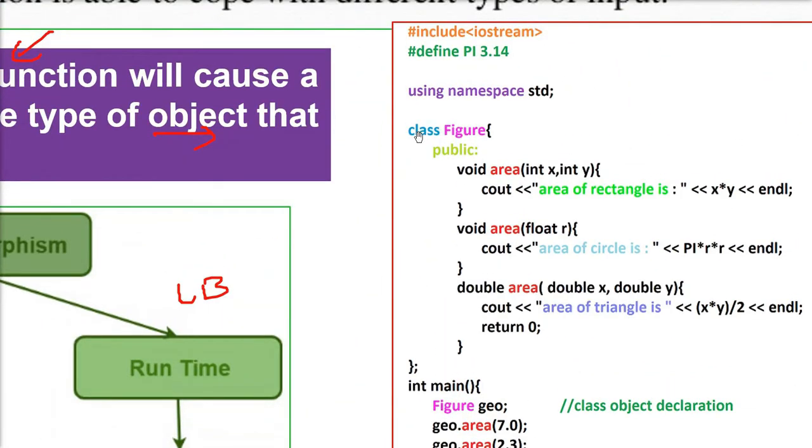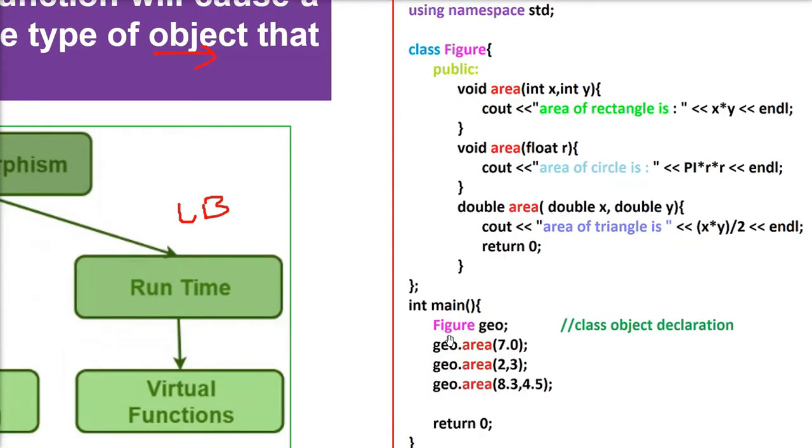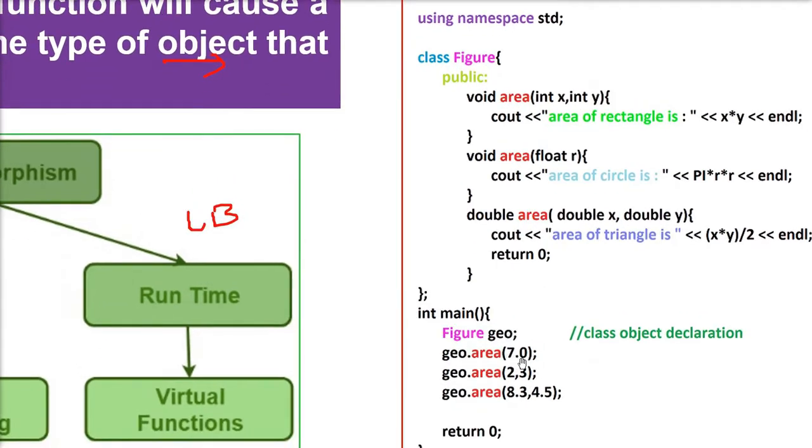So we have a class here which is called figure. Now we have three functions here. Now these functions, this class object is being made geo, and this geo.area, 3 times this area is being called. Now the name of the function is same. This is called polymorphism. That is, name is same, but depending upon the input.